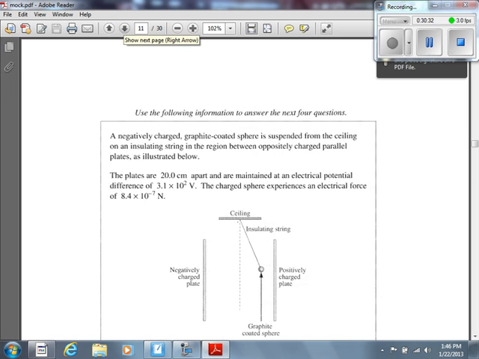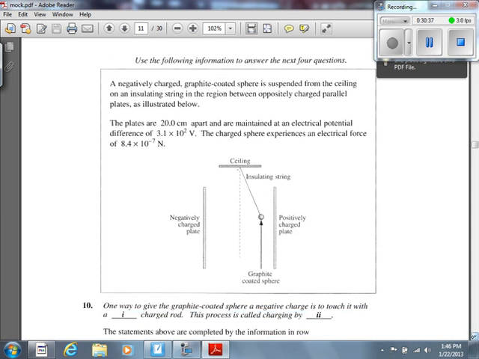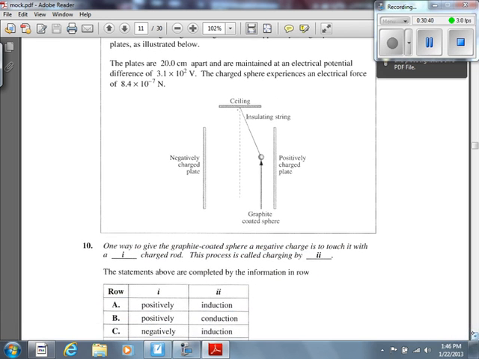So what do we have going on here? It looks like we've got this thread with a graphite-coated sphere hanging from it, and this graphite-coated sphere looks to be pulled toward a positively charged plate and a negatively charged plate. What else have we got? We've got some information. We've got the distance between the plates. We've got a potential difference between the plates, delta V, delta big V, not delta little v. And we've got a force that acts on them. Looks like that's it.